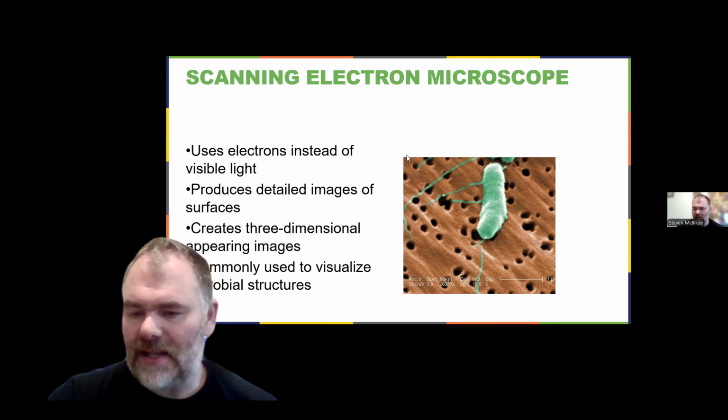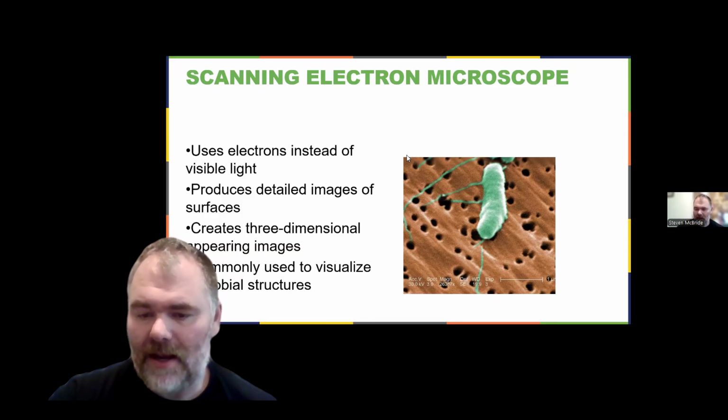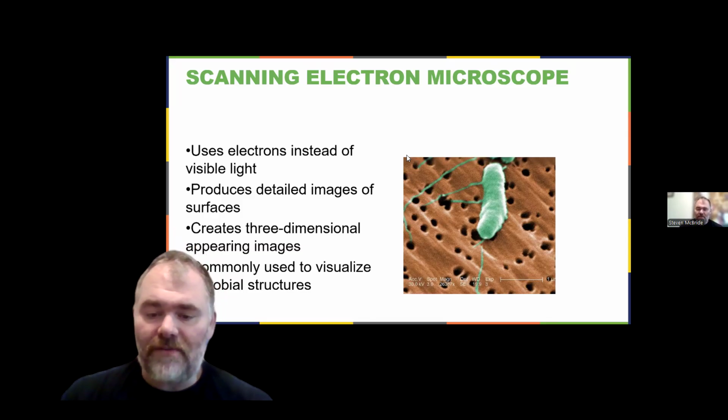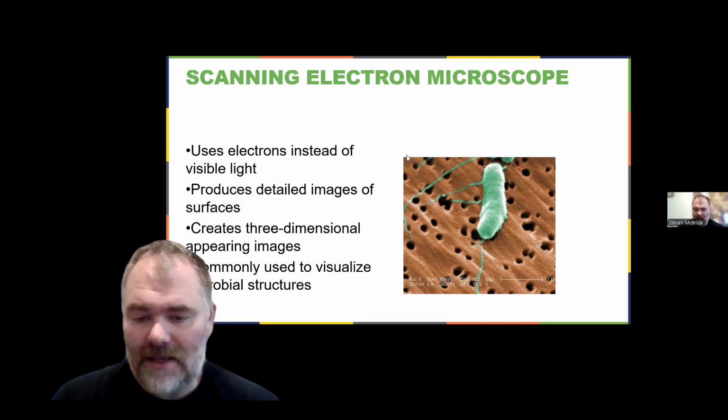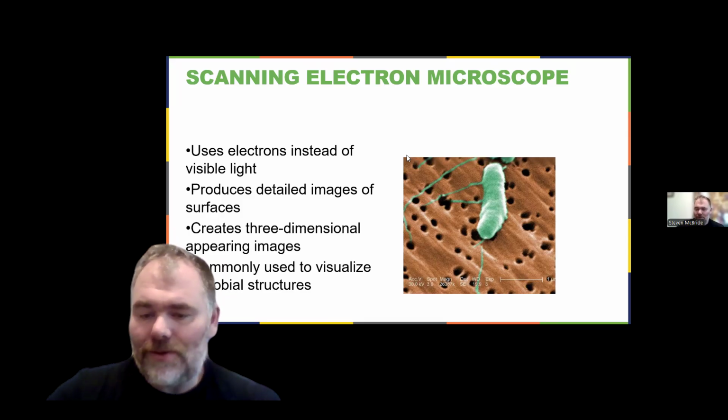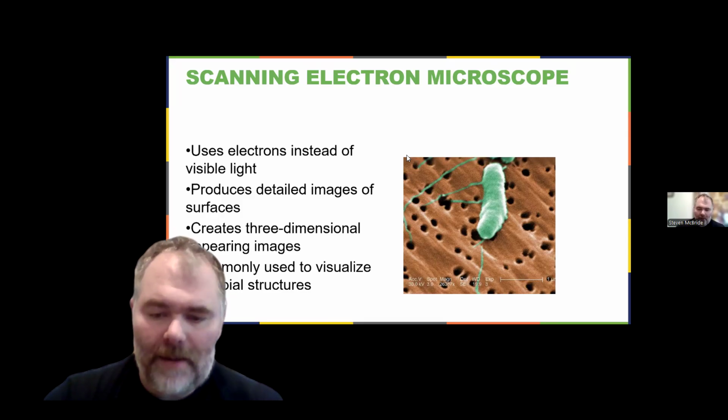In this image, you can clearly see the shape and surface texture of the bacterial cell, along with thin appendages extending from it. Many of these structures are far too small to visualize clearly with standard light microscopy. SEM is widely used in microbiology because it provides incredibly detailed images of external cellular structures.